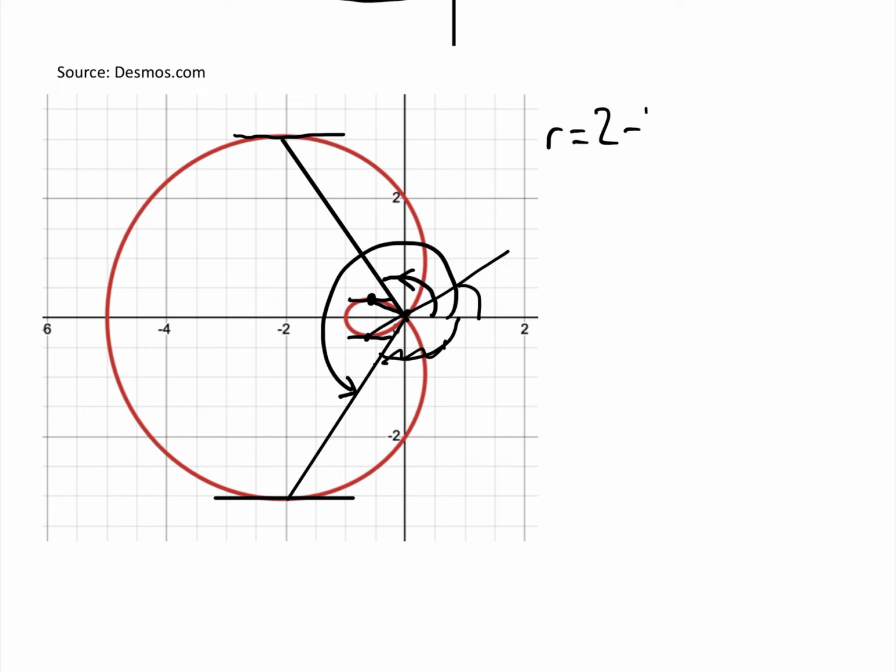Okay, so we know that r equals 2 minus 3 cos theta. That's from the question, and we know obviously that the parameterization of this is that x is r cos theta and y is r sine theta.